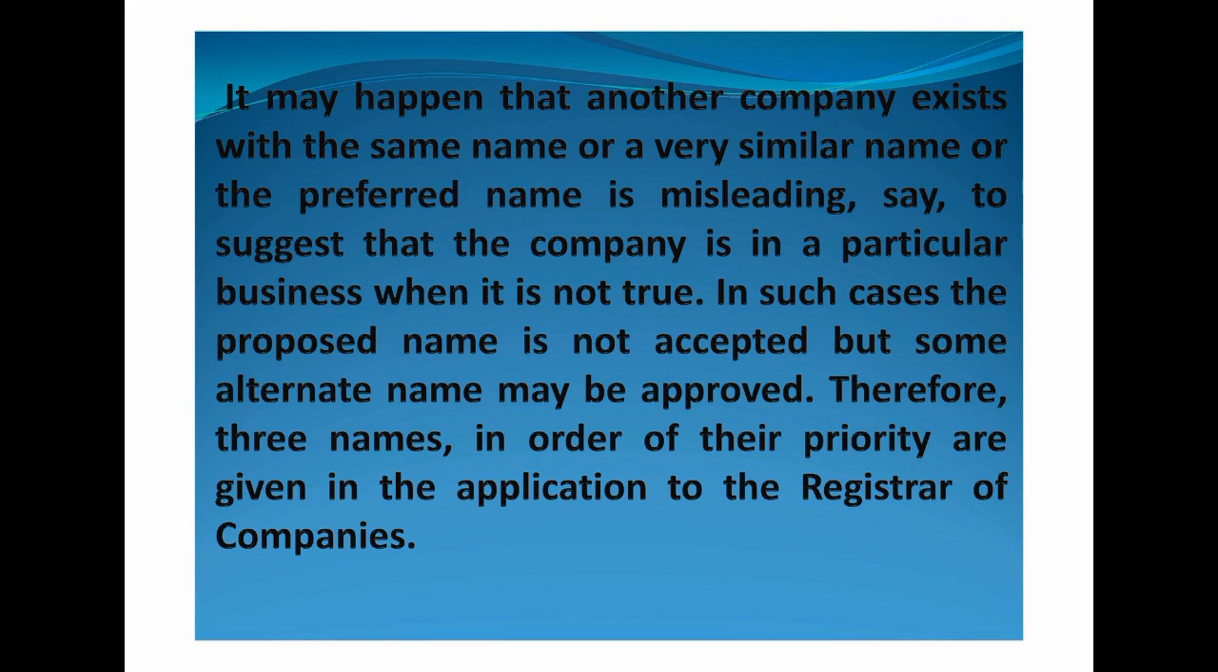You have to specify three names according to your priority, like 1, 2, 3. According to the priority, what the registrar of the company does is, if that particular name has not already been used by some other organization, then they give you an approval to use that particular name for the business organization. For that reason, you have to give at least three names according to the priority.